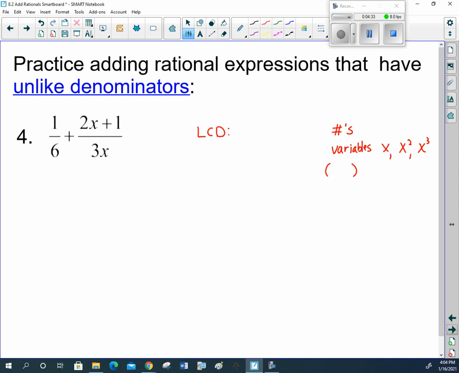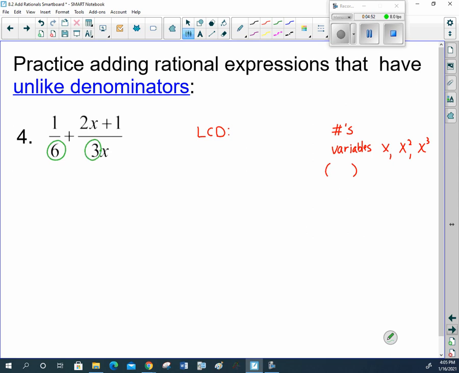I kind of look at this as two separate things. This is 3 times x. It's not, 3x doesn't have to stay together. It's 3 times x. So in my little checkoff list, when I'm trying to figure out my lowest common denominator, first thing I do is just look at numbers. We did that in the bell work.